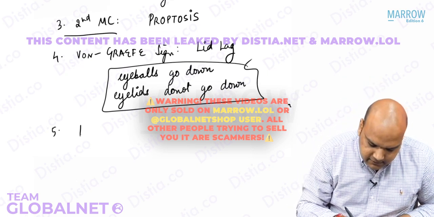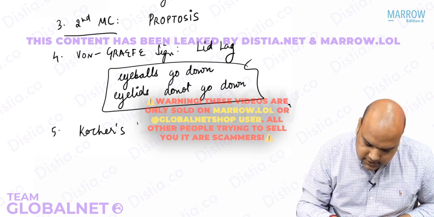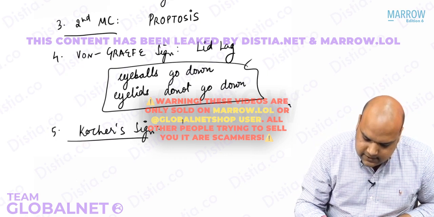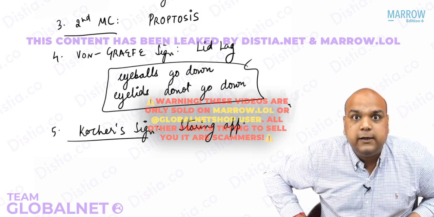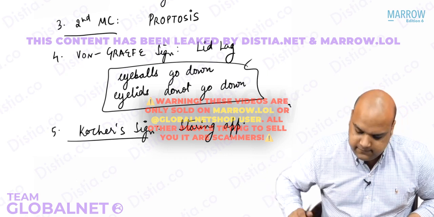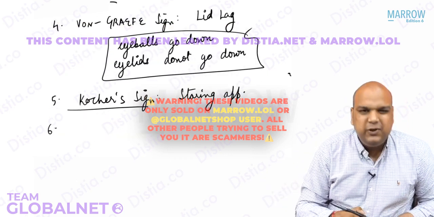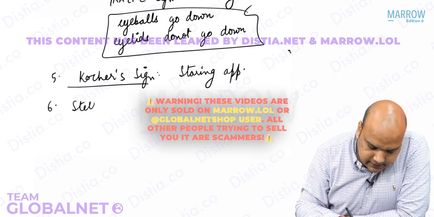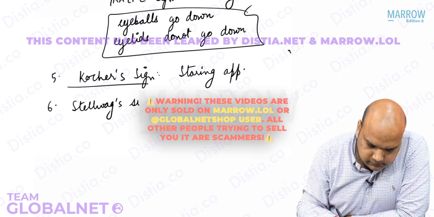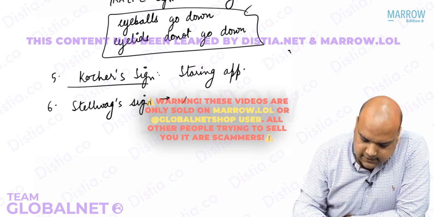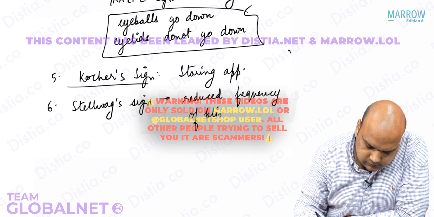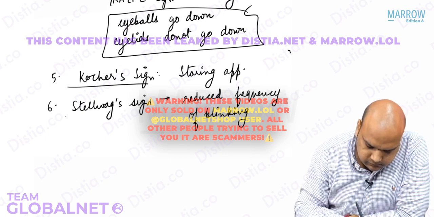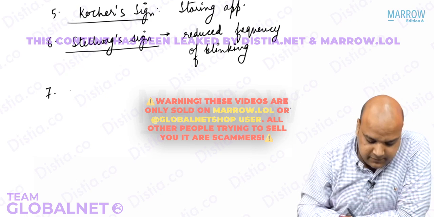Then we have another sign, everybody, which is called Kocher's sign. What is this, everybody? Staring appearance. Because of the lid retraction, it looks as if the patient is staring at you. Yes? Another sign that you can remember is Stellwag's sign. Stellwag's sign is reduced frequency of blinking.